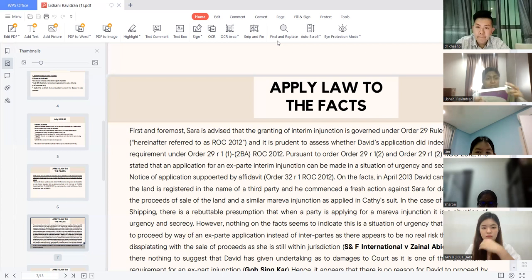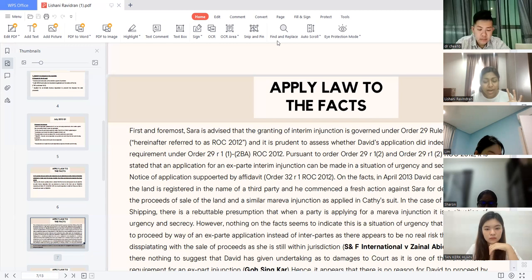Okay, the next one, 2B, unless earlier revoked or set aside. That means it is granted for 21 days, correct? But unless earlier revoked or set aside, that interim injunction obtained on an ex parte application shall automatically lapse in 21 days. Unless it is earlier revoked. So some you apply to set it aside within, I mean, before the 21 days or what. That is what they're trying to do.